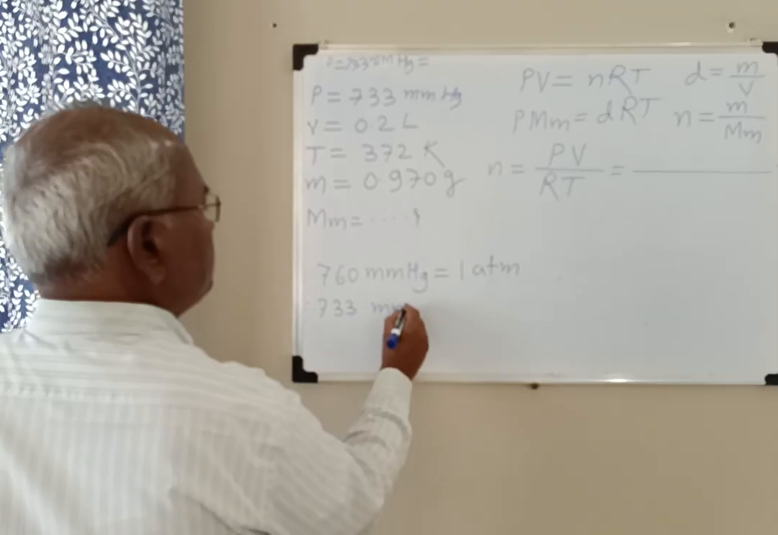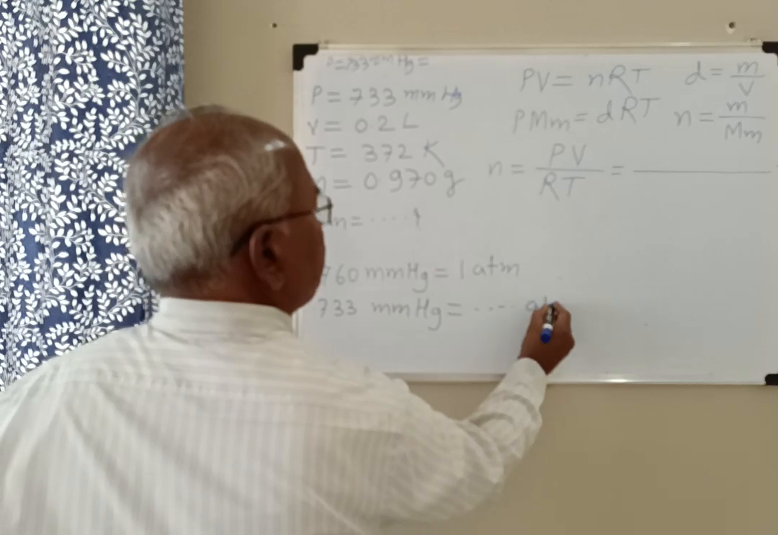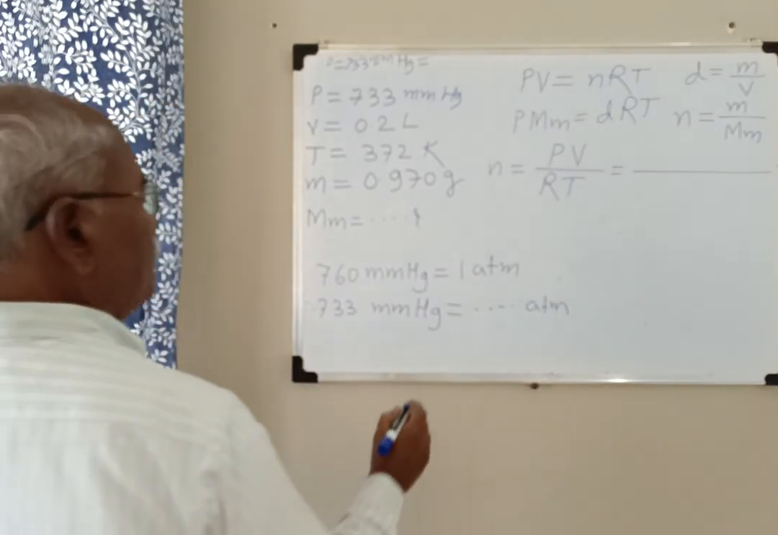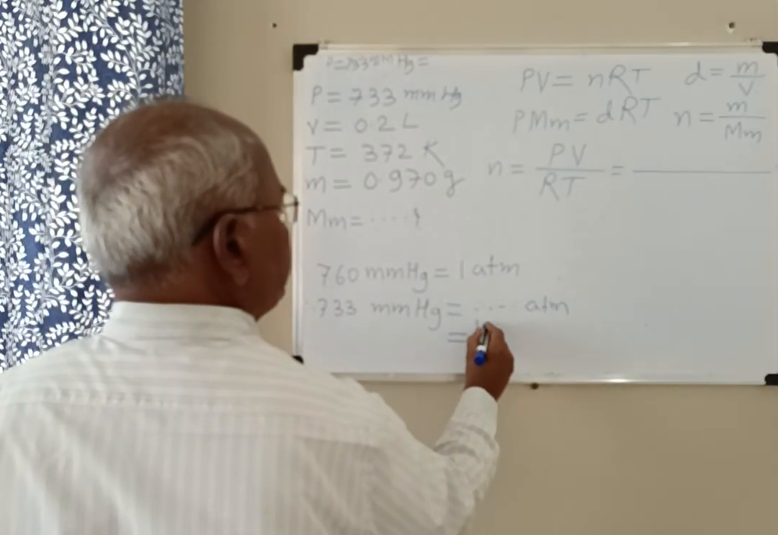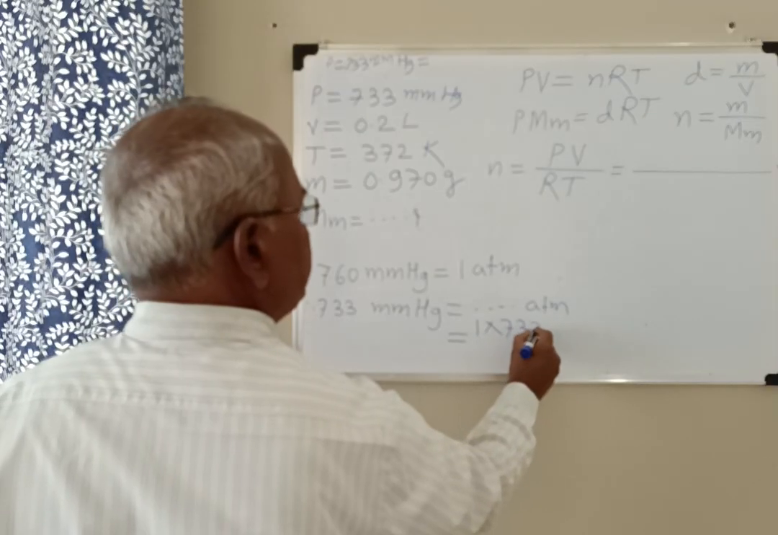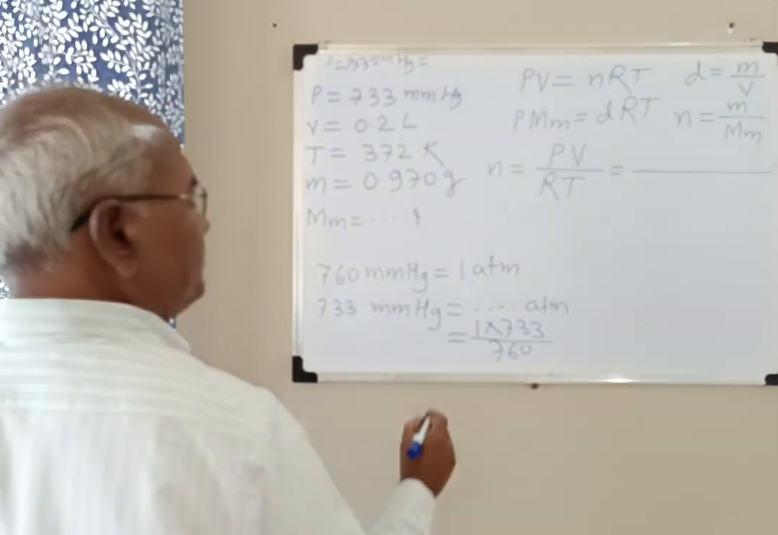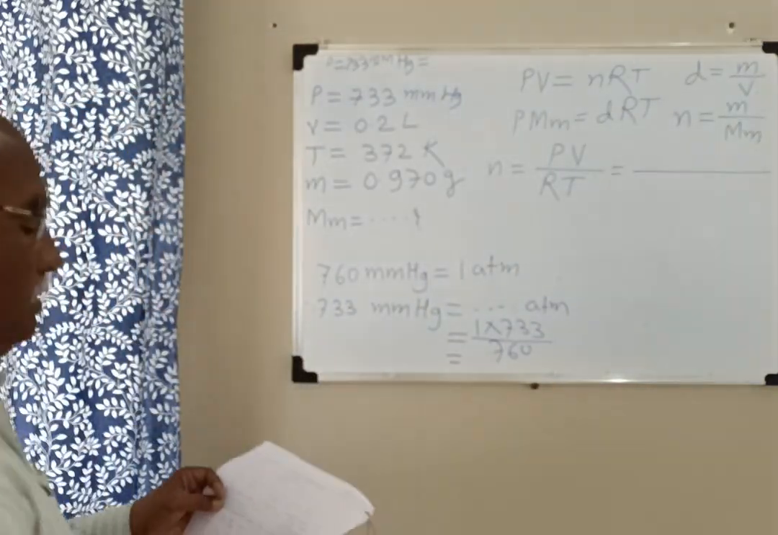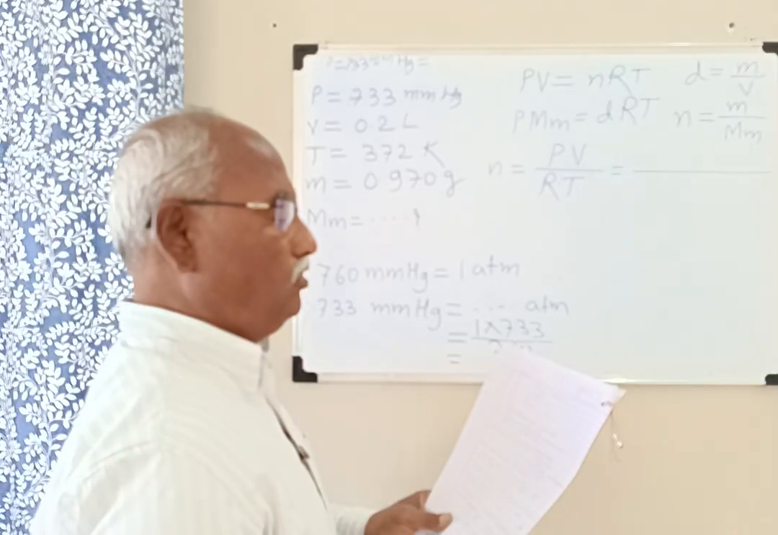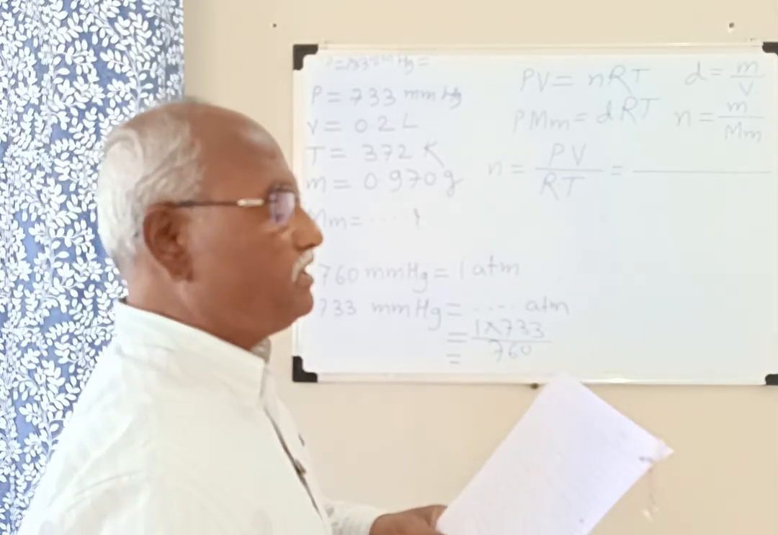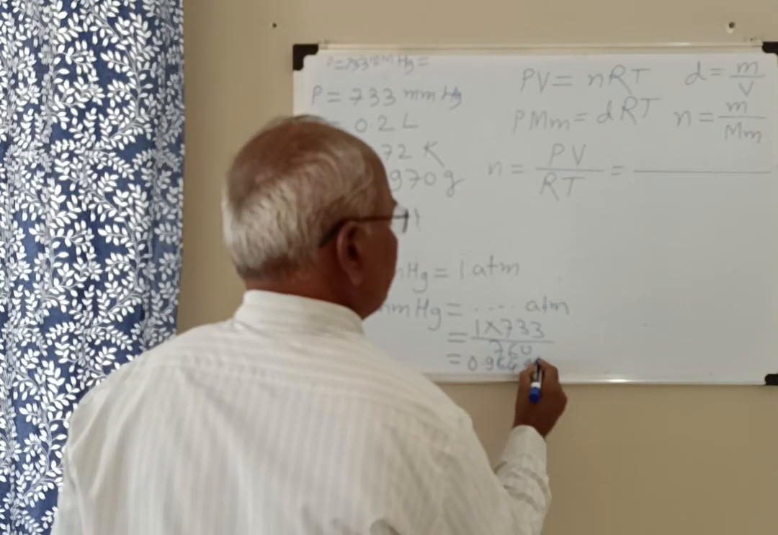733 mmHg is equal to how much atmosphere? We have to convert this. So that is equal to, by cross multiplication, 1 into 733 divided by 760. You solve it by using a log table or a calculator. The answer is 0.964 atmosphere.